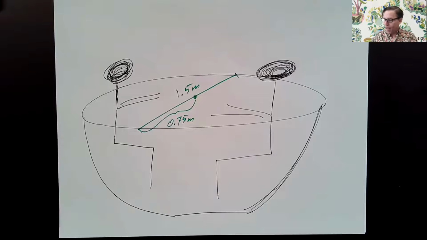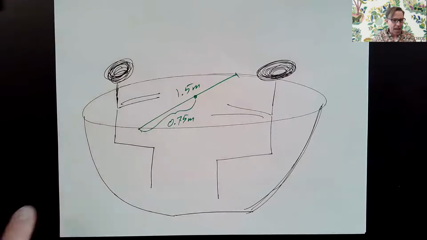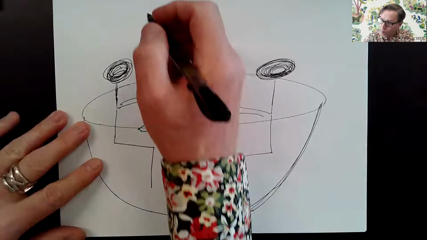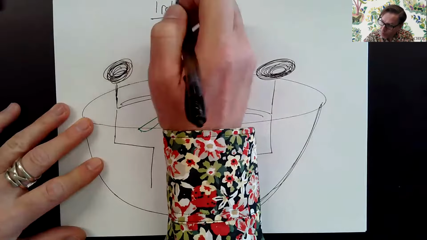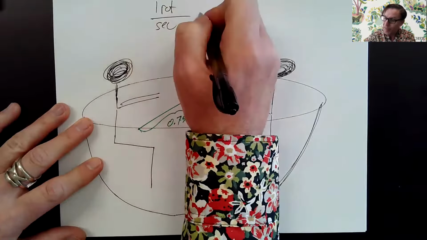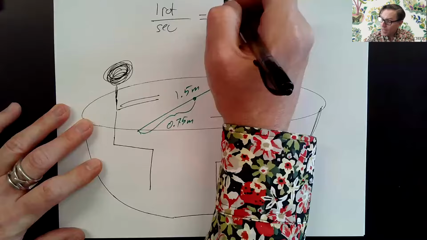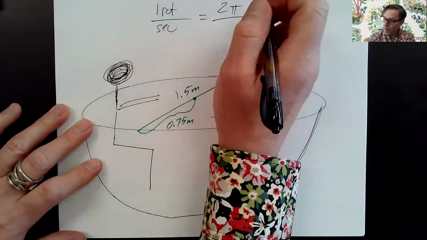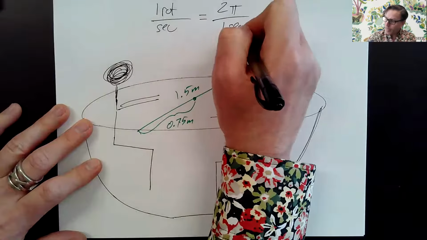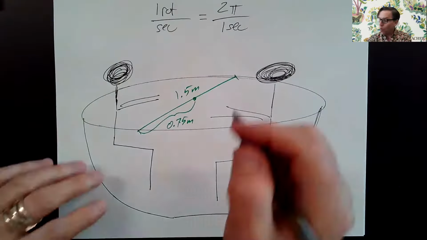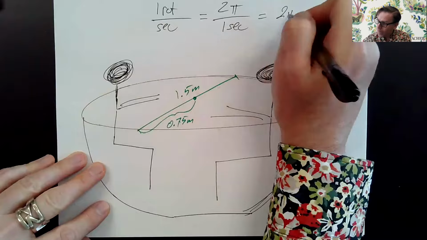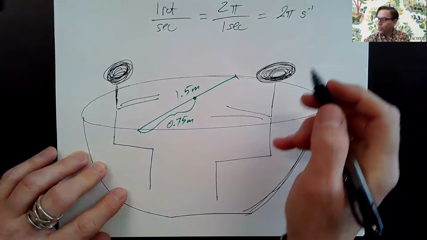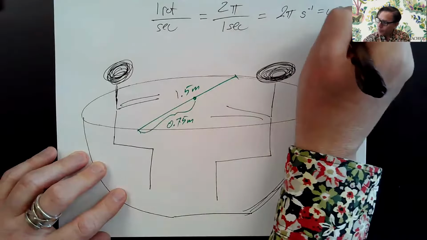Anyway, let's say that it's spinning at a rate of one rotation per second. Now, one rotation is 2 pi radians, or just 2 pi in 1 second. And then I'm going to write that 1 per second as s to the minus 1. So that's omega.